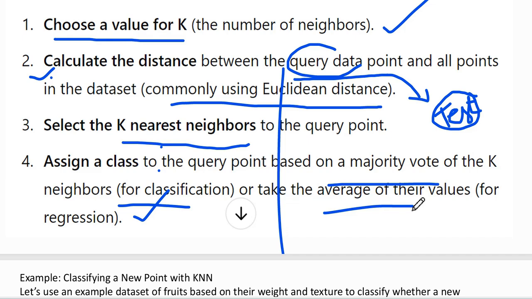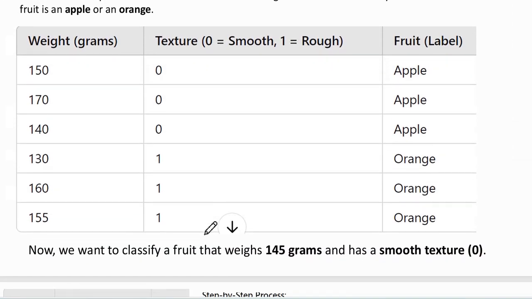If you are applying a regression problem, we have to find out the average of those k smallest distance values. We have to find out the average of those three smallest distance values. That is, we are using which one? Regression. First we will understand the classification problem.